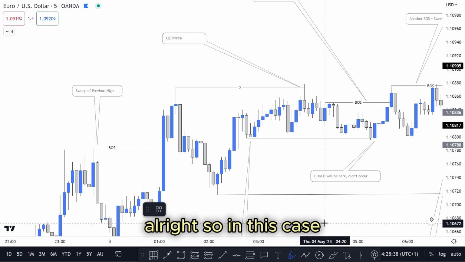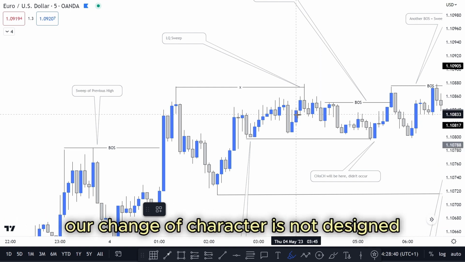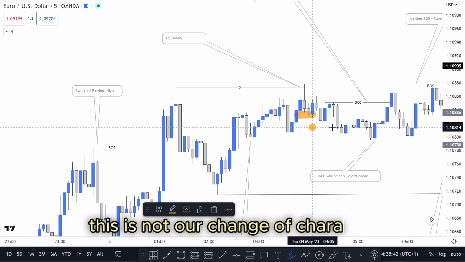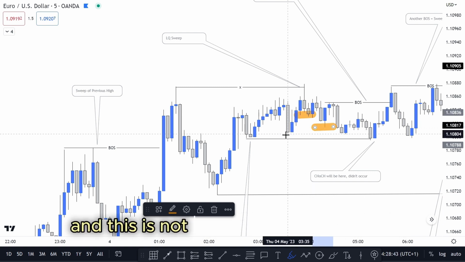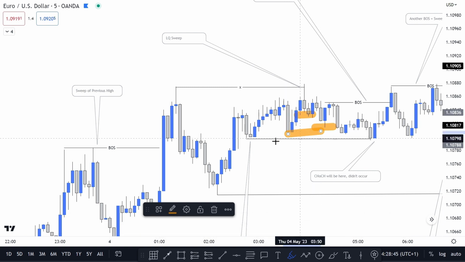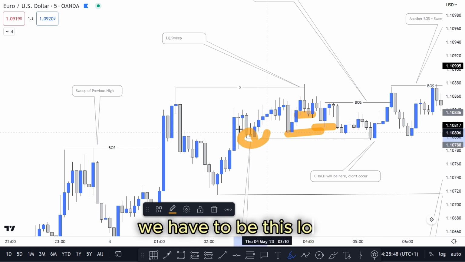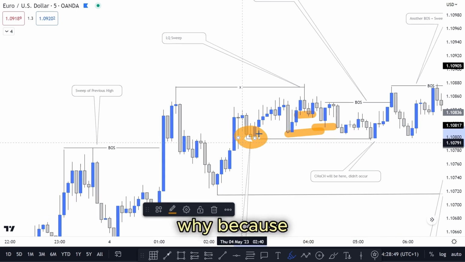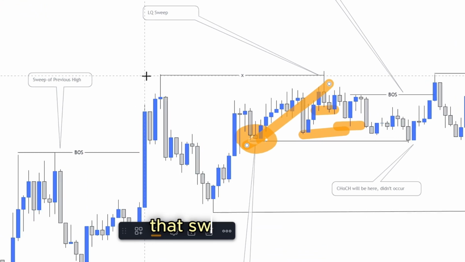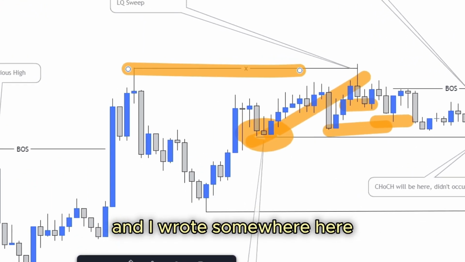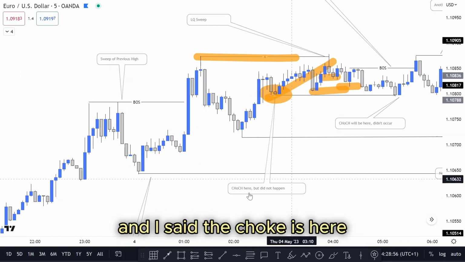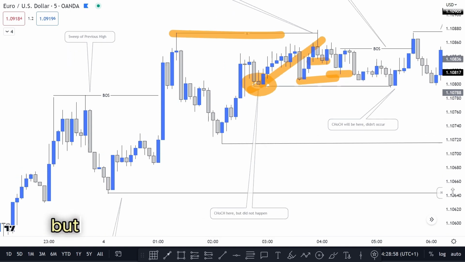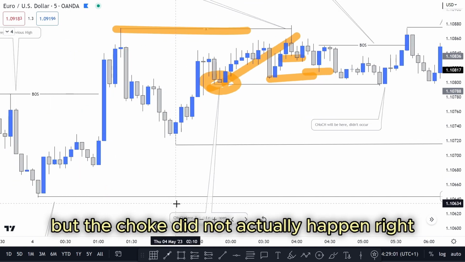All right, so in this case, our change of character is not this zone, this is not our change of character, and this is not our change of character, but rather our change of character will have to be this low. Why? Because this is the original push that swept this high, and I wrote somewhere here and I said the choke is here. Why? Because the choke did not actually happen, right?